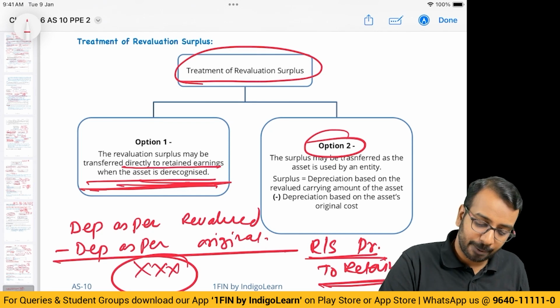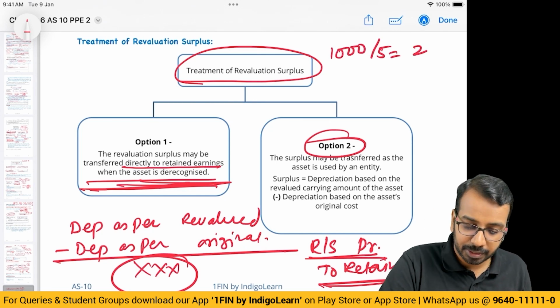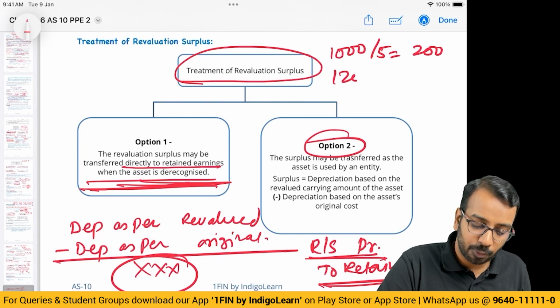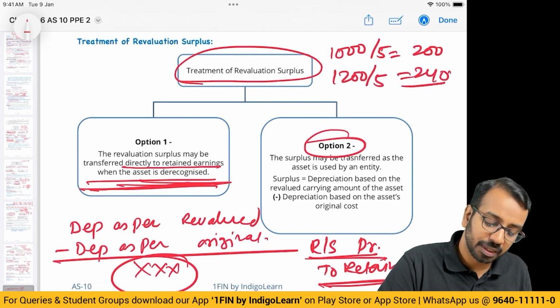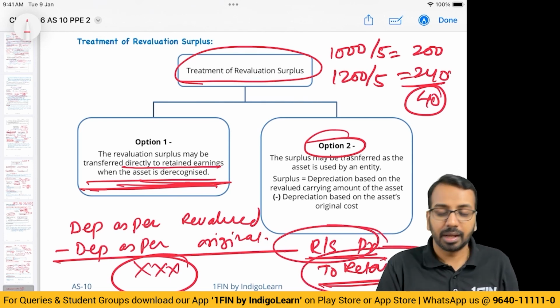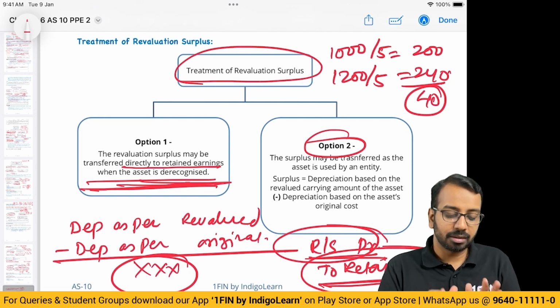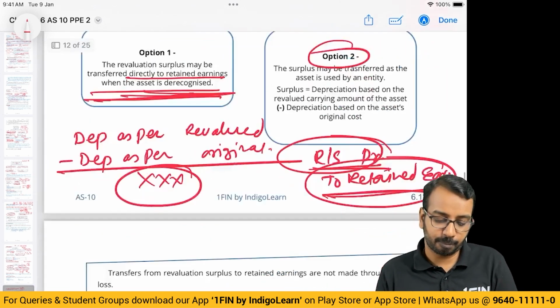Okay. So for example, if earlier it was 1000 divided by 5, 200 is the depreciation. Now it is 1200 divided by 5, 240 is the depreciation. The difference of 40 you will transfer from revaluation surplus to retained earnings every year. Okay, so that is how you will treat the revaluation surplus.